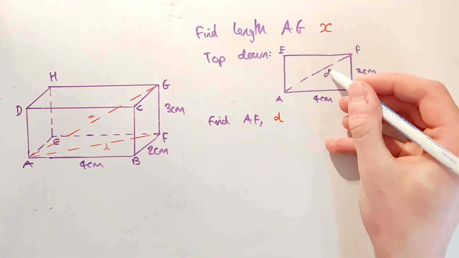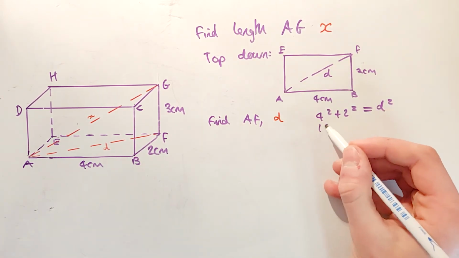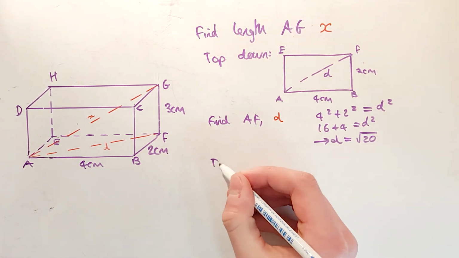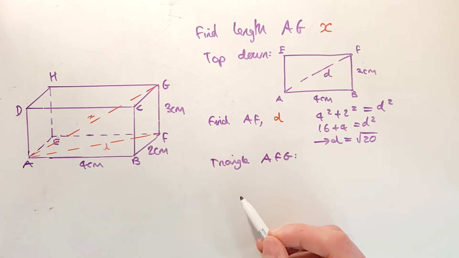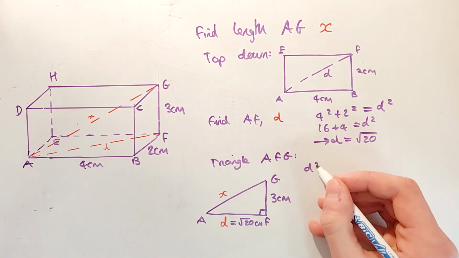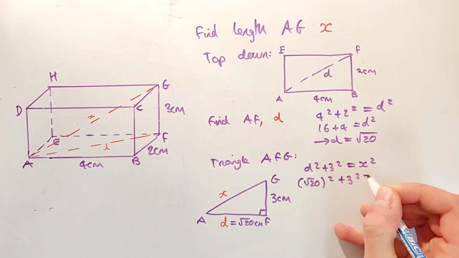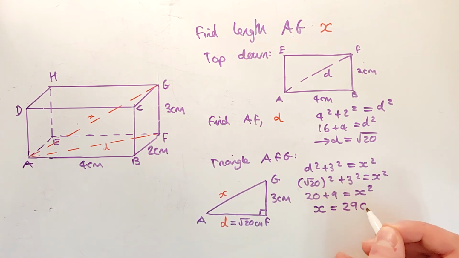So, using the right-angled triangle ABF, we can find the diagonal AF, which is labelled as D, using Pythagoras' theorem. Then, we want to find the triangle AFG, which will allow us to find x, so draw this out. Then we'll have to use Pythagoras' theorem for a second time to find x. Notice that D is a surd. At higher level, you'll have to use surds with Pythagoras, but this is no different to using whole numbers. So, again, apply Pythagoras, substitute in D, and we can find a value for x, which is root 29 centimeters.